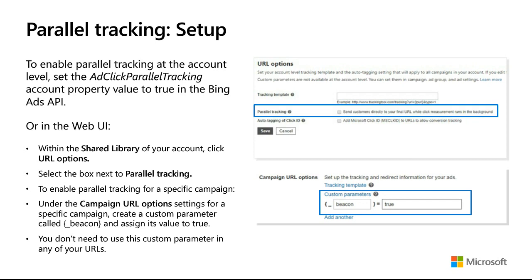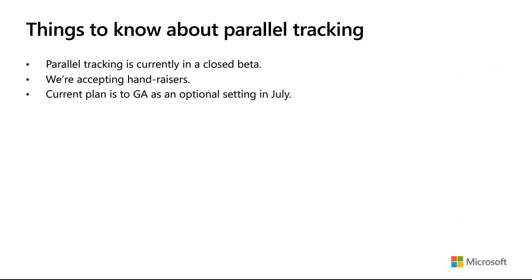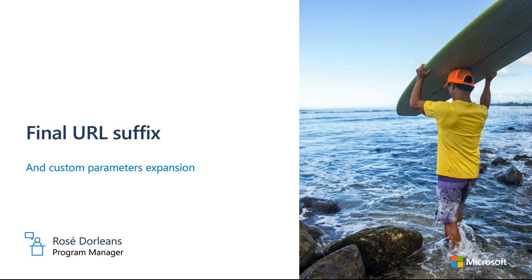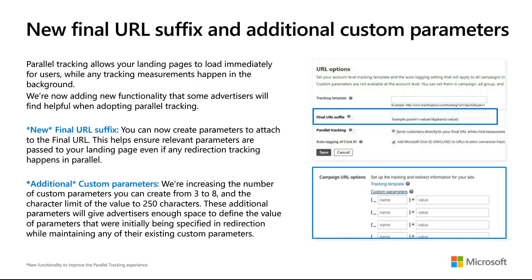A few things to know about parallel tracking is that it is currently in closed beta, but we are accepting hand raisers. We expect that parallel tracking will GA as an optional setting in July. Moving on, we have the final URL suffix and the custom parameters expansion. These two features we're introducing to help customers better onboard to parallel tracking.